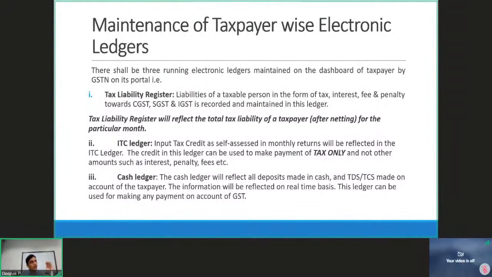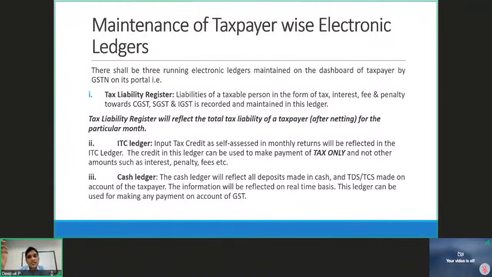You will accumulate all your input tax bills, total it up and show it in your GSTR 3B, which is your monthly return. Now this ITC ledger, the electronic credit ledger, can be used for making payment of tax only and nothing else. So there is a distinction between the input tax credit ledger and the electronic cash ledger. The electronic credit ledger can be used only for payment of tax. The electronic cash ledger can be used for making payment of tax and other amounts also.